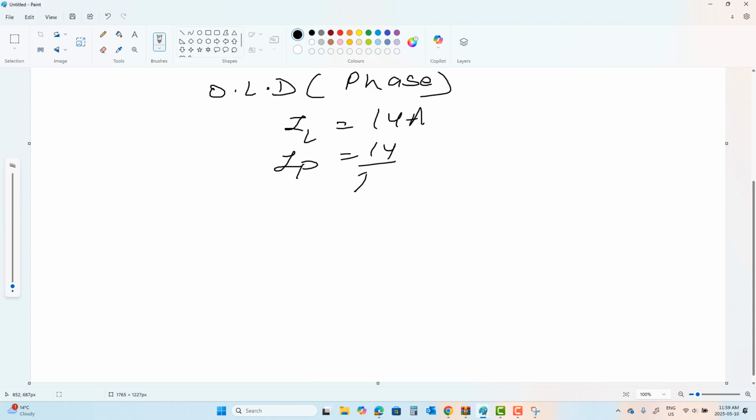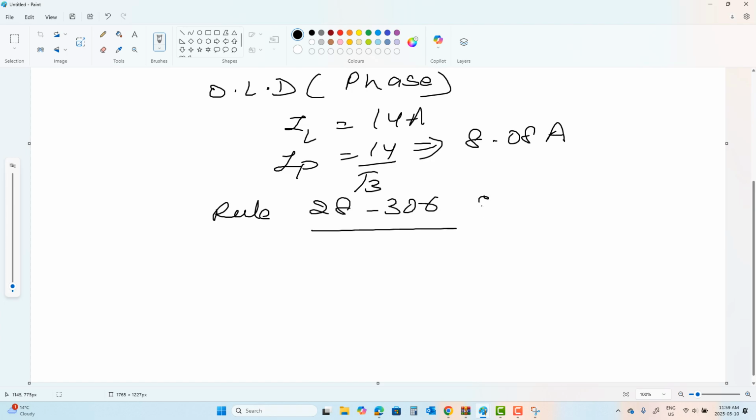You know that the overload devices are always on the phase, never on the line, right? So what is my line current? 14 amps. What will be my phase current? 14 divided by root 3, which is 8.08 amps. Now I want you to go to rule number 28306. Am I given the service factor on the nameplate?